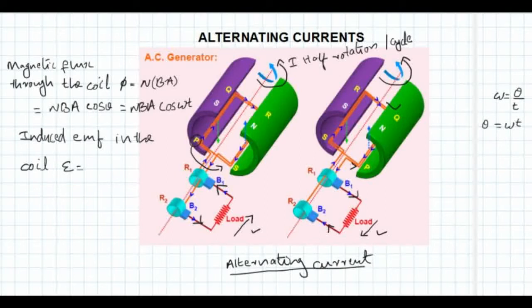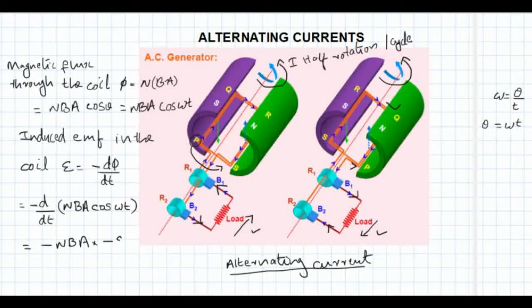Then what is the induced EMF in the coil? The induced EMF in the coil, E, is equal to minus d phi by dt. So that is equal to minus d by dt of phi. And what is phi? Phi is equal to NBA cos omega t. Here N is the number of turns of this coil, B is the magnetic flux density of this magnet, and A is the area of this coil. So all these terms are constants, right? Therefore this is equal to minus NBA into d by dt of cos omega t.